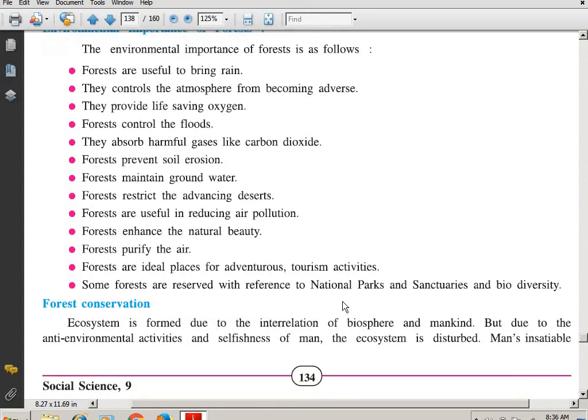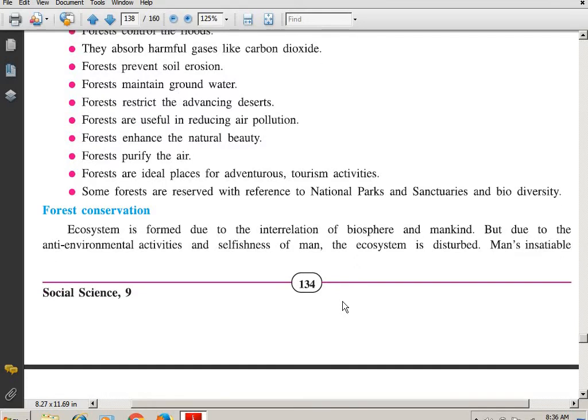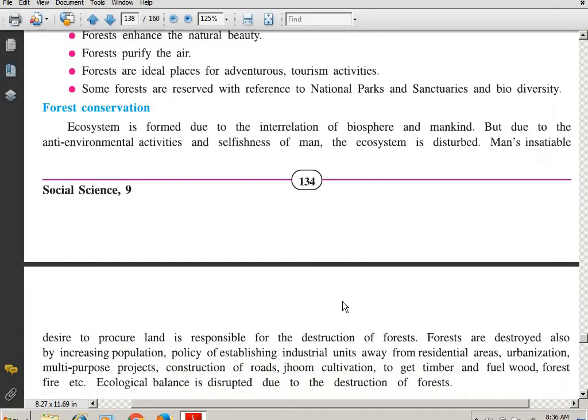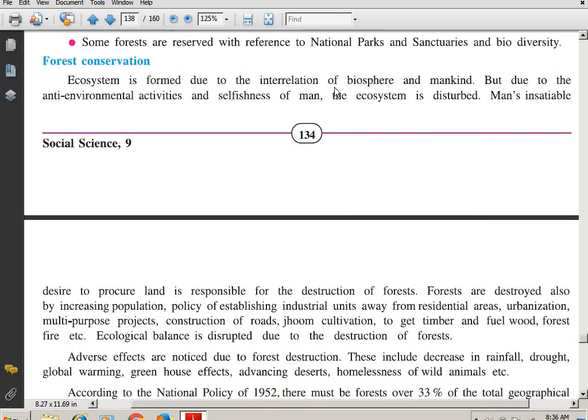Now let's see what can be done to conserve the forest, forest conservation. Ecosystem is formed due to the interrelation of biosphere and mankind, but due to the anti-environmental activities and selfishness of man, the ecosystem is disturbed. So students, there is a cycle. Nature itself is helping nature to grow.